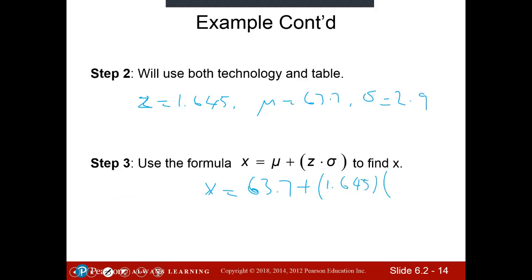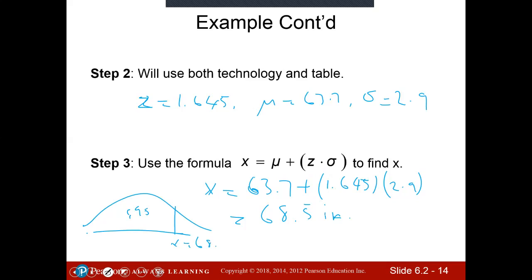1.645 times 2.9. Now, when you evaluate this, you will get 68.54 inches. So it means that in the diagram that we drew, with -0.95 to the left of that, this value x is 68.54 inches.